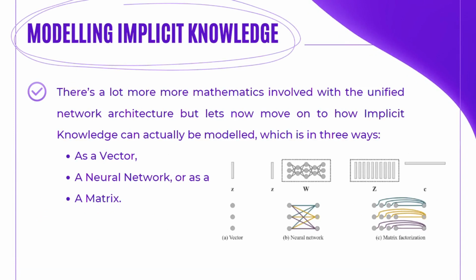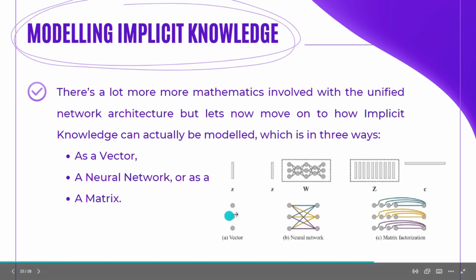So before we integrate the implicit knowledge into the explicit part in order to create the unified model, we need to know how to represent that implicit knowledge. So there is a lot more mathematics involved with the unified network architecture, but let's now move on to how the implicit knowledge can actually be modeled, which is shown in this figure. They can be represented in the form of a vector.